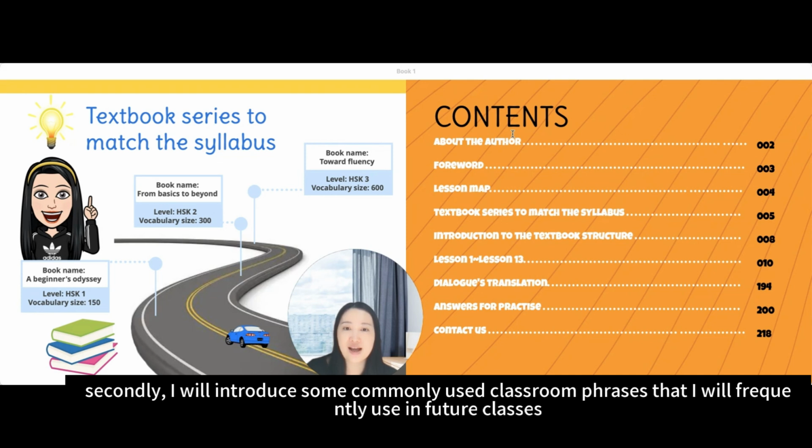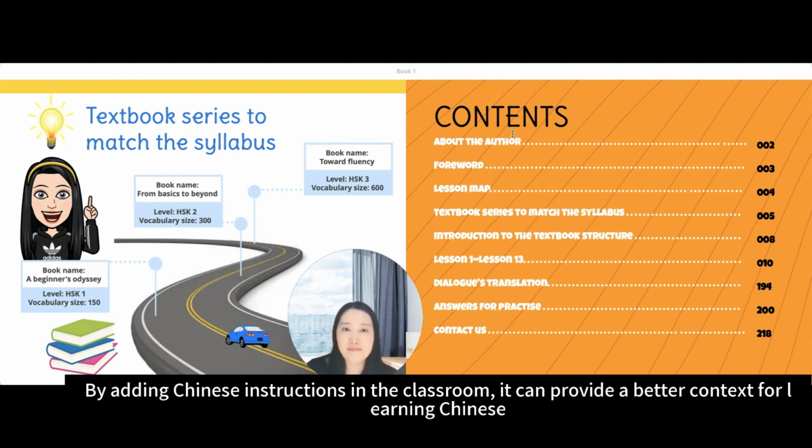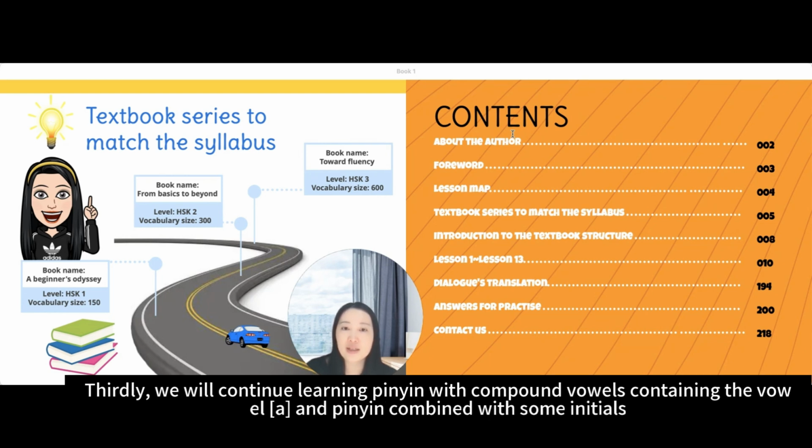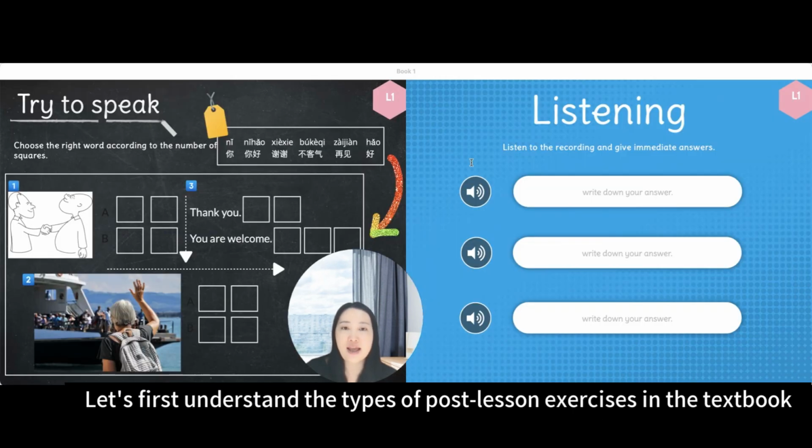And secondly, I will introduce some commonly used classroom phrases that I will frequently use in future classes. By adding Chinese instructions in these classrooms, it will provide a better context for learning Chinese. Thirdly, we will continue learning Pinyin with the compound finals, containing the vowel er, combined with some initials. So let's first understand the types of post-lesson exercises in the textbook.